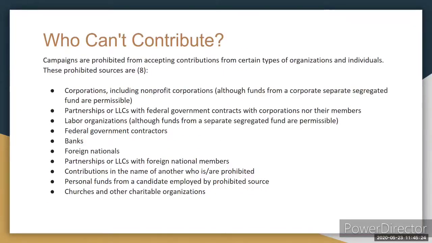Who can't contribute? Campaigns are prohibited from accepting contributions from certain types of organizations and individuals. These prohibited sources are corporations, including nonprofit corporations, and labor organizations. With both of these, all funds that come from them can be contributed if they're in a separate segregated fund. And that's something we'll get into momentarily. So there's caveats. Also prohibited are federal government contractors, foreign nationals, or making a contribution in the name of someone else.